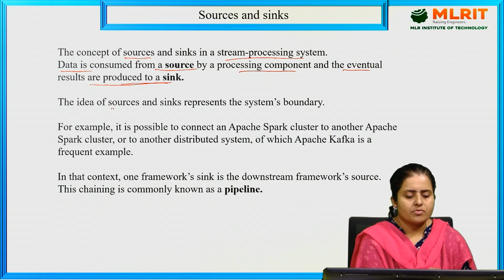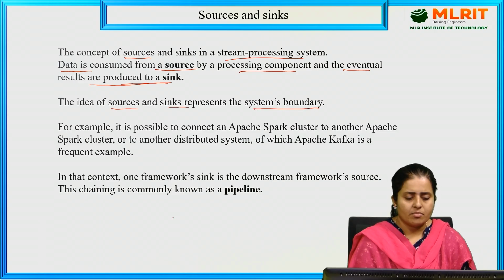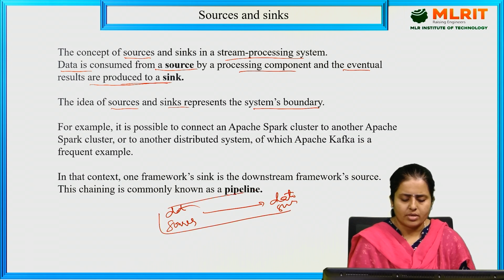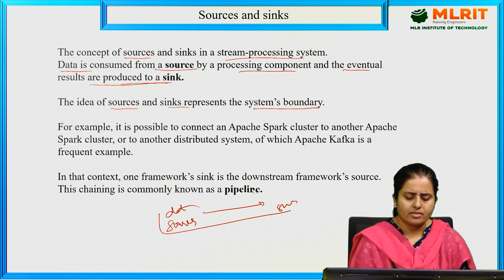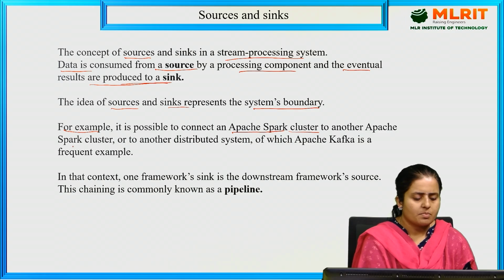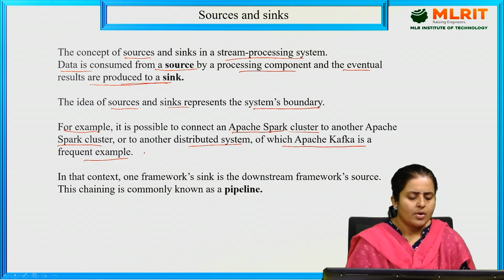The idea of sources and sinks represents the system's boundary. So we can say that from collecting data from sources to storing data in sinks, we can call it a system boundary. Within this entire system, everything is involved. For example, it is possible to connect an Apache Spark cluster to another Apache Spark cluster or to another distributed system. Apache Kafka is a frequent example.